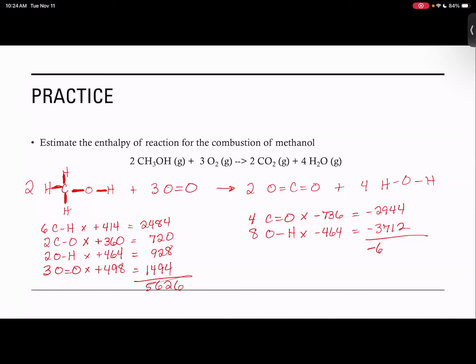A negative 6,656. So plugging this in, 5,626 minus 6,656 is going to be a negative 1,030 kilojoules. This process is exothermic, meaning that this reaction is favorable, so it's going to go once it gets started, and therefore heat is a product.